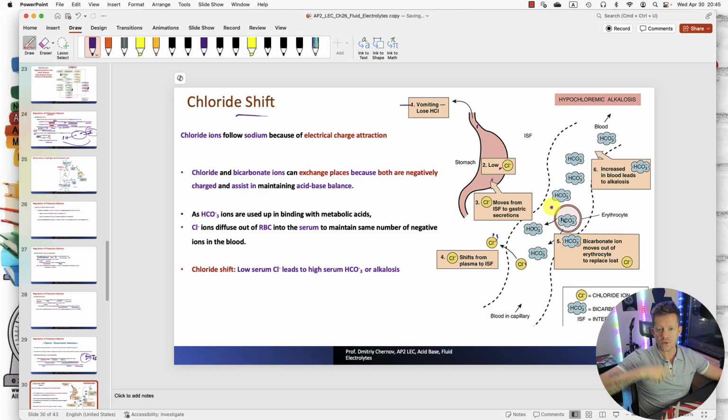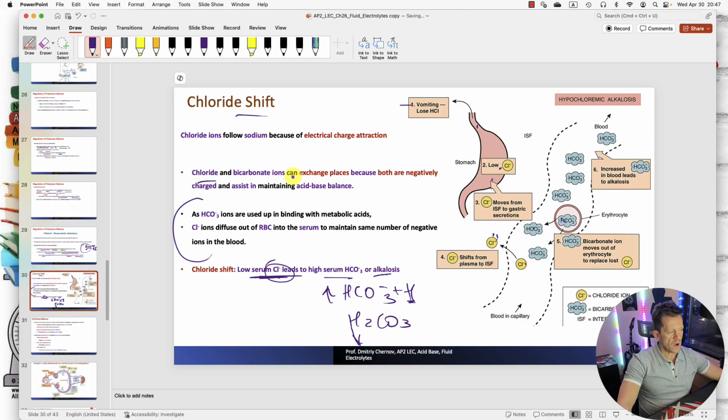So the movement, like hydrogen pushes the potassium out, same thing is here. So we have to replace negatives, or we have to replace positives in order to maintain the homeostasis. Low serum chloride leads to high serum bicarbonate. What is bicarbonate? The bicarbonate likes to attach hydrogen, and that will become carbonic acid. So chloride and bicarbonate exchange places because they're both negatively charged.